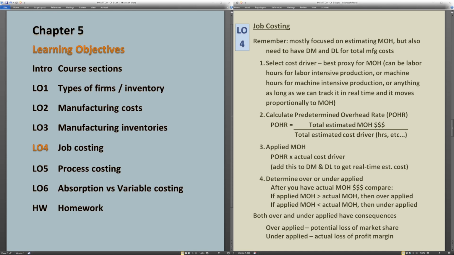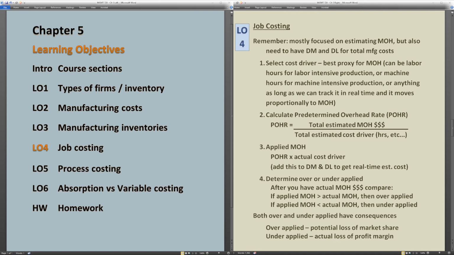Just remember, if the question asks what are the total costs, after you estimate the manufacturing overhead, you also have to add in the direct materials and direct labor. So we've got 4 steps. The first step is select a cost driver. Well, since we're not going to be able to know what manufacturing overhead is in a timely fashion, we need to choose something else that we think best approximates manufacturing overhead, or at least moves proportionally. And most of the questions at this level aren't going to ask you to actually select the cost driver, but just realize it's the first step.